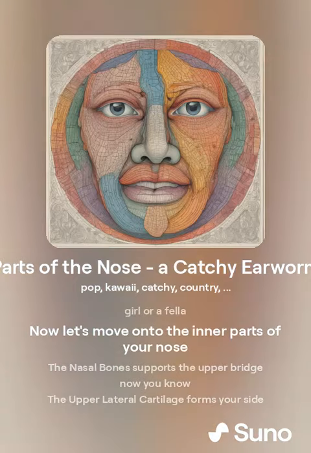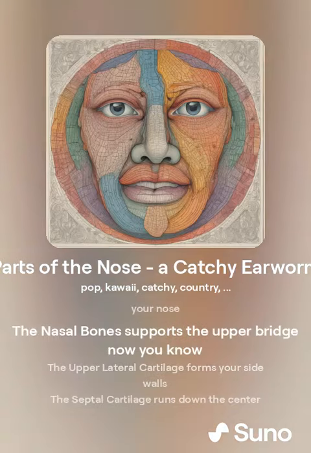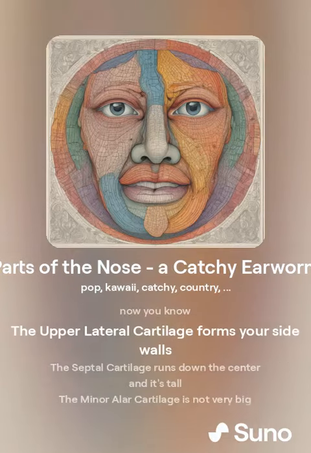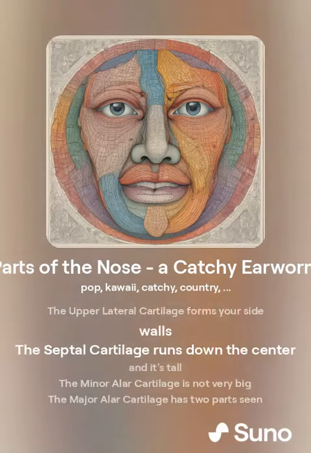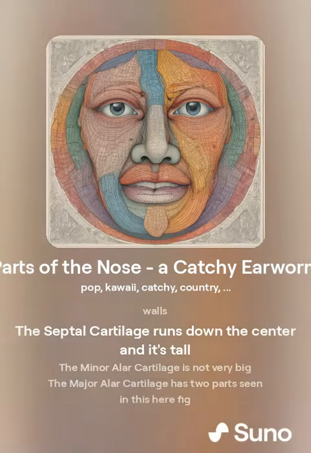Move on to the inner parts of your nose. The nasal bone supports the upper bridge. Now you know the upper lateral cartilage forms your sidewalls. The septal cartilage runs down the center and it's tall.